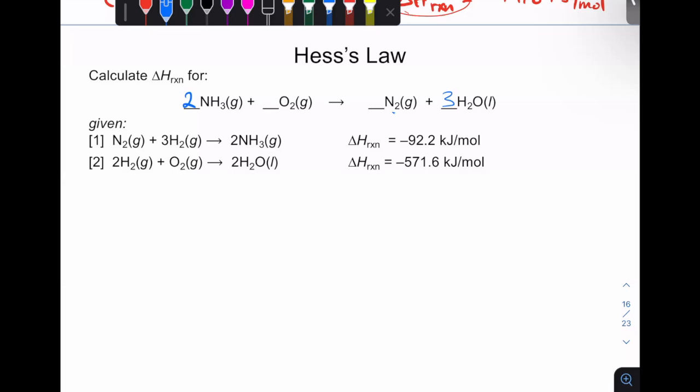That gives us 3 oxygens on the right, but we only have 2 oxygens on the left. So we'll use our fraction, 3 halves. Now the oxygens are balanced. But in this molecular reaction, we can't have fractions. So we need to get rid of that. We'll multiply everything by 2. So that turns this into a 4. This stays as a 3. This becomes a 2. And this turns into a 6.